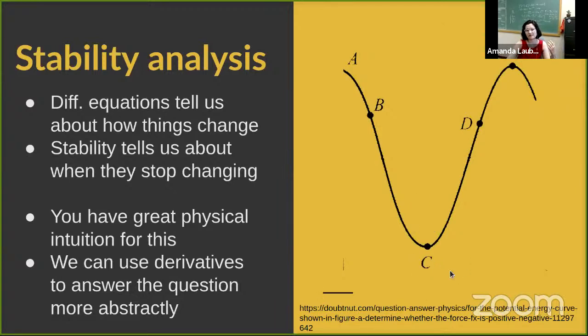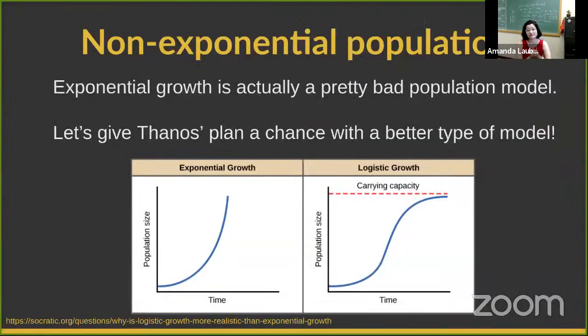Where does the object stop sliding? Where do you end up when you're rolling down this hill? And we just use derivatives and differential equations to answer this question more abstractly, so that when our physical intuition starts to fail us, we have equations that tell us what happens.